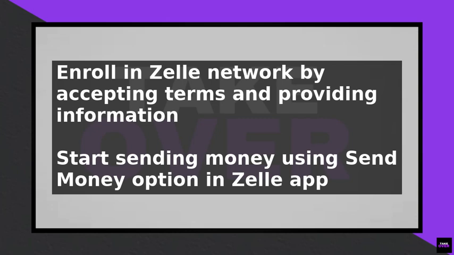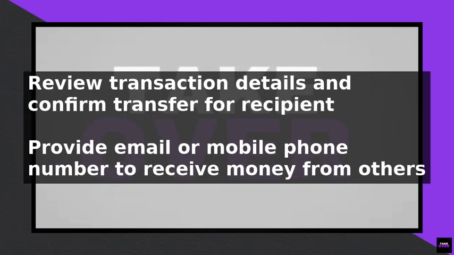To receive money from others using Zelle, simply provide them with your email address or mobile phone number associated with your Zelle account. The sender will initiate the transfer, and the money will be deposited directly into your Bank of America account.